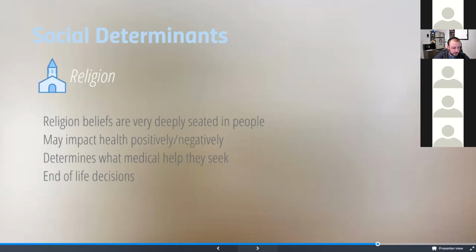Also, end of life decisions are going to be based off of their religion too, right? So if your religion believes in burials and big funerals, that may skew somebody's opinion versus other things. So just some things to think about.